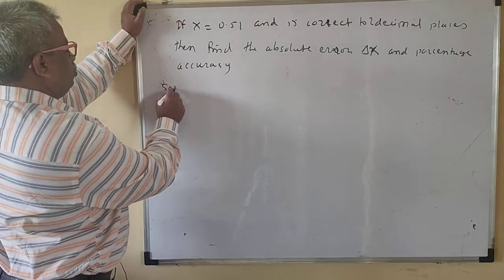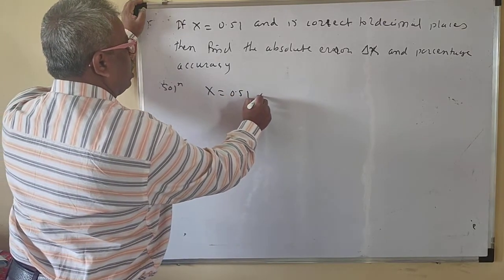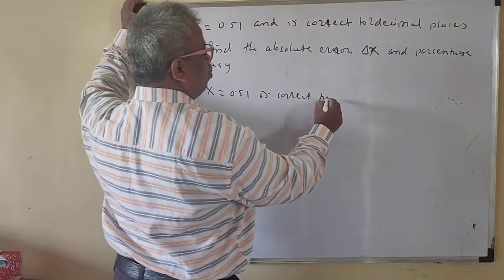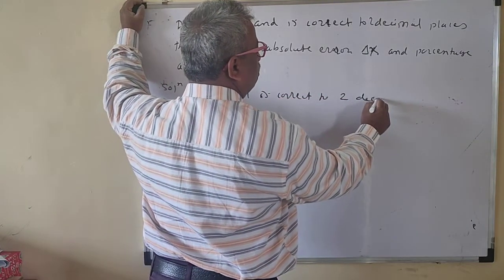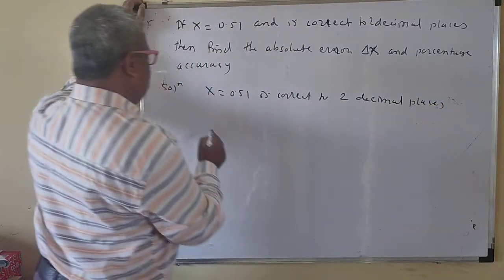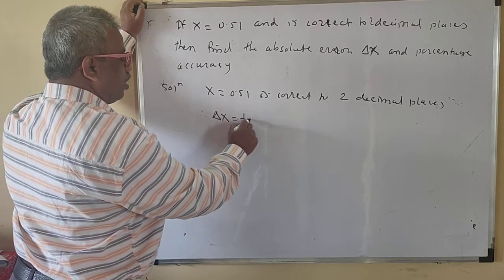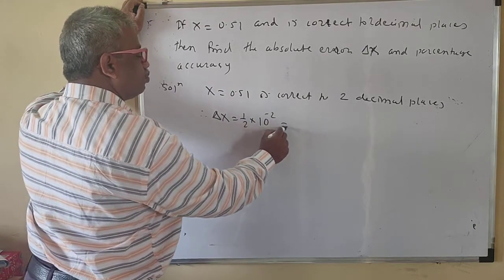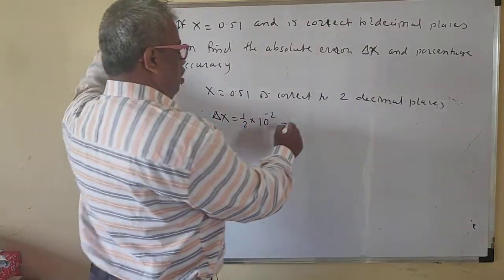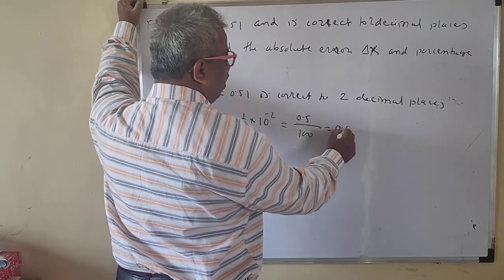Okay, solution. X is equal to 0.51 is correct to two decimal places. Therefore, delta x is equal to 1 half into 10 raised to minus 2. Correct up to 3 decimal places, then 10 raised to minus 3. So this is 0.5 upon 100. So this is 0.5.